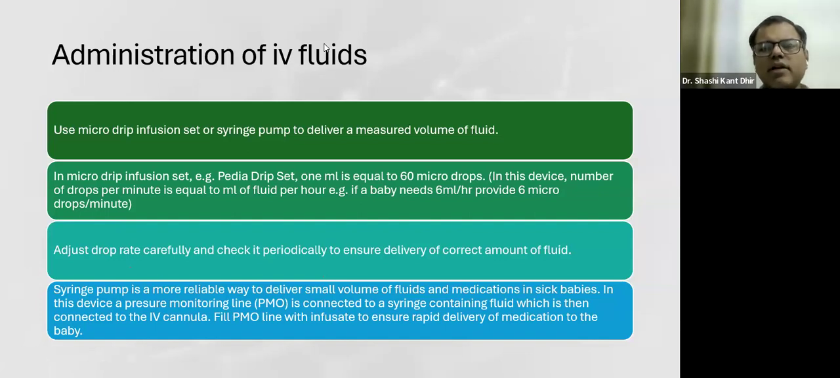But suppose we have a limited supply of syringe pumps, or there is some equipment malfunction, then we have to shift back to the pediatric drip set. So we should know how to use the pediatric drip set. Otherwise, syringe pumps are used. Second thing, we should remember that 1 ml in a pediatric drip set is equivalent to 60 microdrops. So it is very important to note that 1 ml is 60 microdrops. Therefore, whatever fluid we want to give, we have to calculate the drips accordingly.